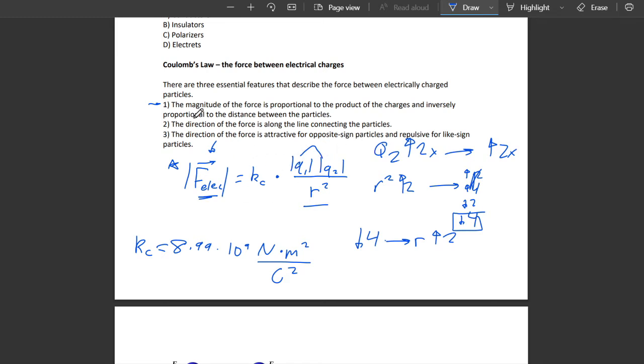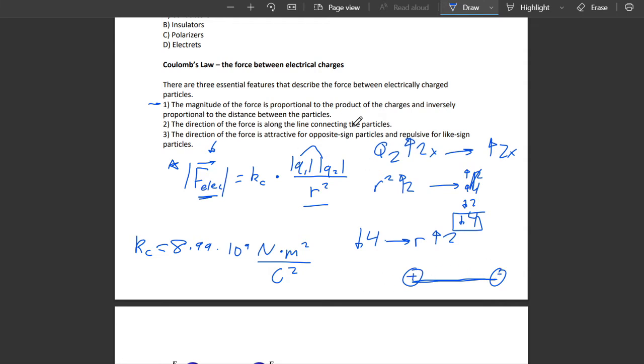But moving on, let's consider the two other important features of Coulomb's law. The direction of the force is along the line connecting the particles. So we can say that we have two particles here. The direction of force is literally the shortest line that connects the two particles. And then 3, the direction of force is attractive for opposite sign particles. So protons and electrons are oppositely charged and they're attracted toward one another.